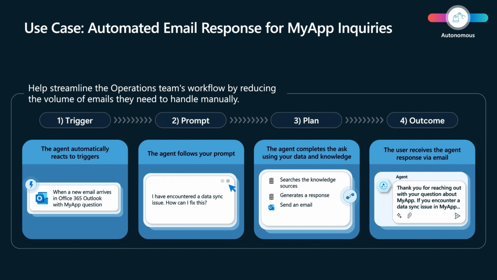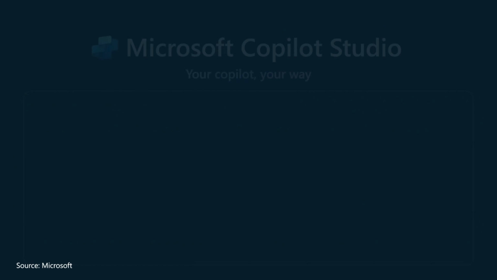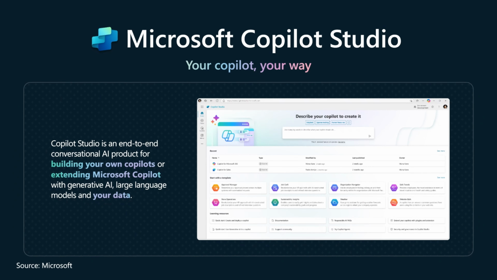For example, "Thank you for reaching out with your question about my app. If you encounter data sync issues..." So this is basically going to be the answer from our knowledge source. So this is our use case, and the tool that we are going to use is called Microsoft Copilot Studio. If you haven't explored this tool, it's a fantastic tool. It's basically an end-to-end SaaS solution to build AI agents. So this is where we will start, and I will put the link to this website as well as the documentation.